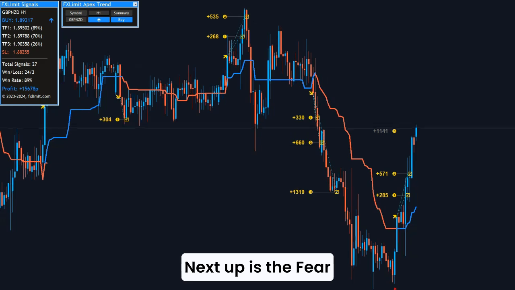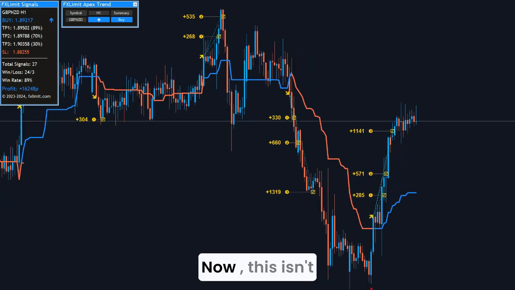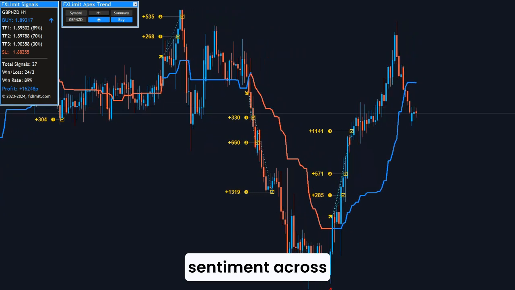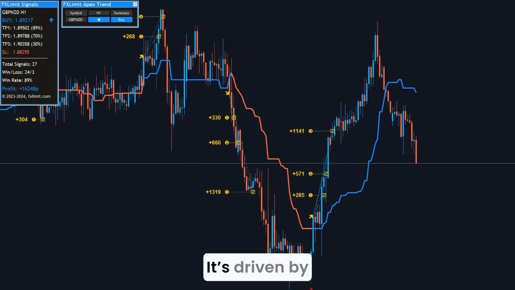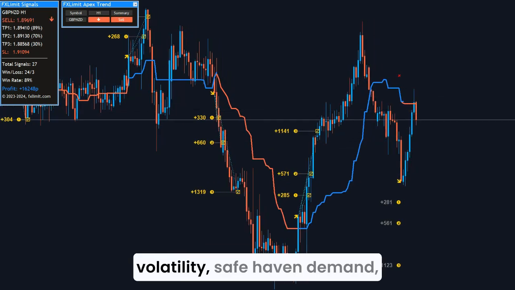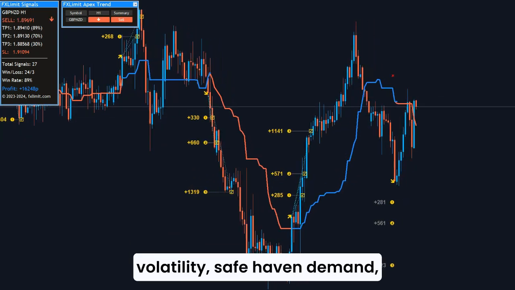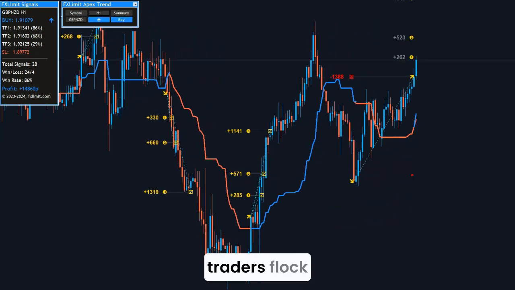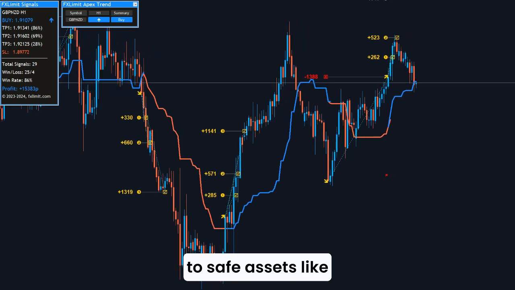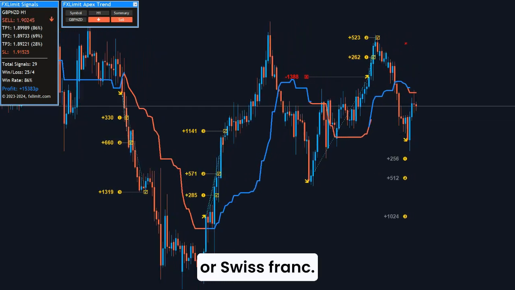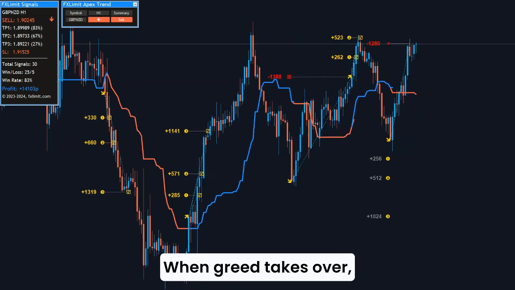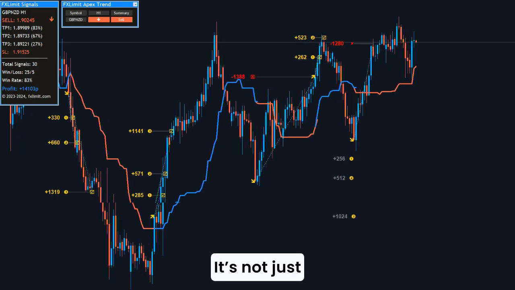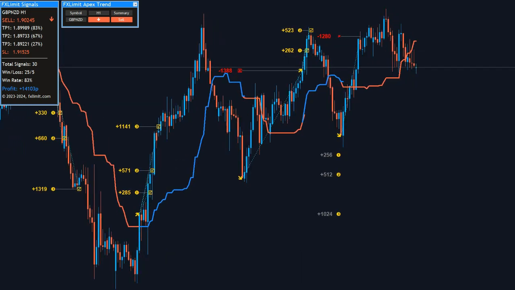Next up is the Fear and Greed Index. Now, this isn't a Forex exclusive tool, but it captures sentiment across financial markets. It's driven by indicators like volatility, safe haven demand, and market breadth. When fear dominates, traders flock to safe assets like the Japanese yen or Swiss franc. When greed takes over, higher yielding currencies become more attractive. It's not just emotional, it's actionable.